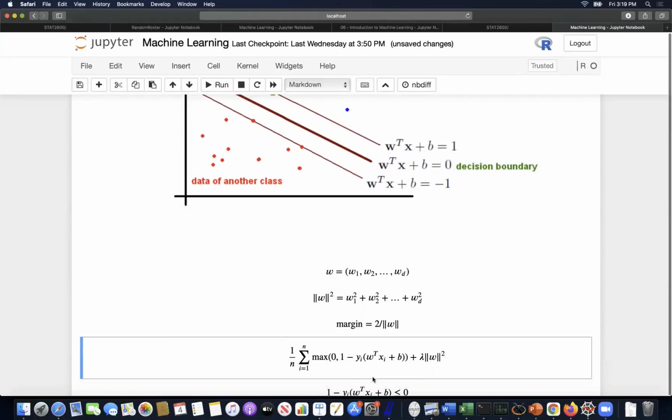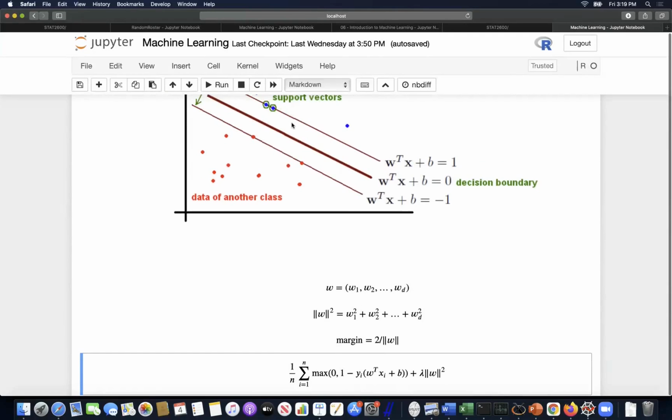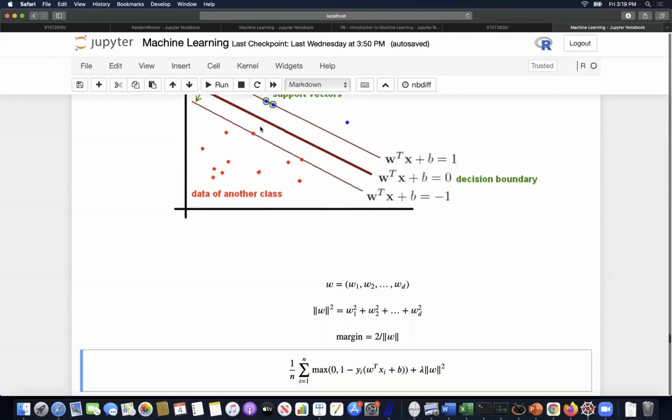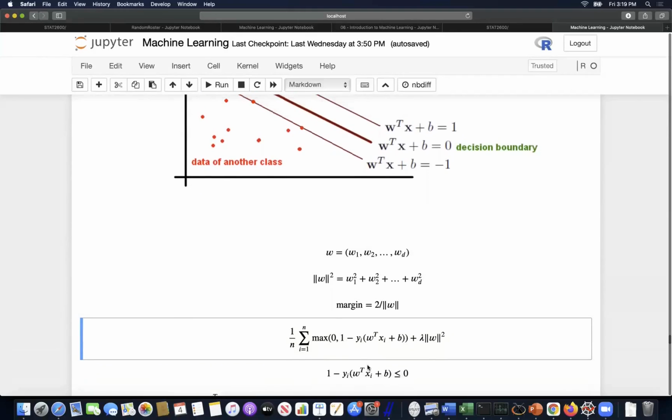At the same time, we have to penalize any observation that is being classified wrong. So if any of these blue dots is falling to the left of our decision boundary during training, we want to penalize that. And that's for the penalty. So let's see what that is doing.